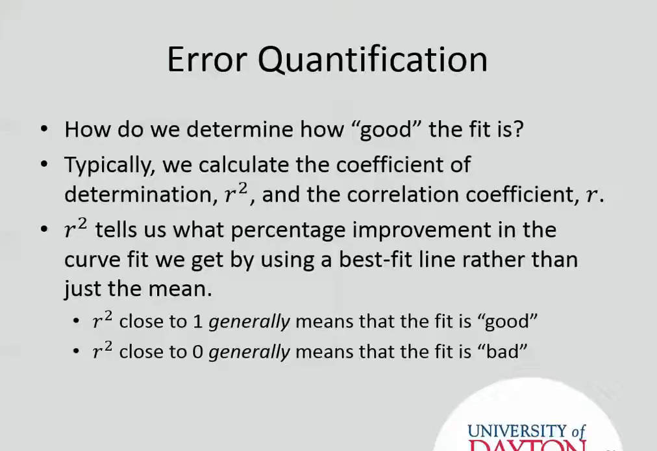And in that case, our R-squared value is going to be close to 1. It's going to be telling us that that fit is generally good. If the R-squared value is close to 0, it means that it's basically a wash. It means that we could have fit the mean curve to it, or we could have fit some best fit curve to it. It doesn't matter. There's really no trend in the data.